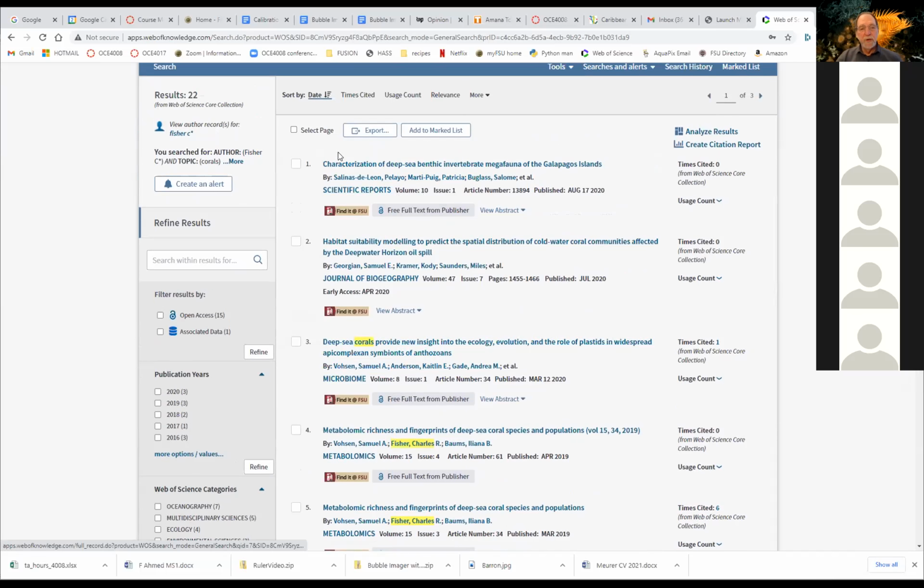Now, you can sort these results by a variety of different methods. You can see sort by up here. You can sort by date, in this case sorted from the most recent first, the number of times cited, the usage count, and there are other ways: first author, source title, conference title, and so forth. Different ways of organizing your search. So that's one thing you can do. You'll see that this is the most recent set of papers, and this is the most recent paper to be released.